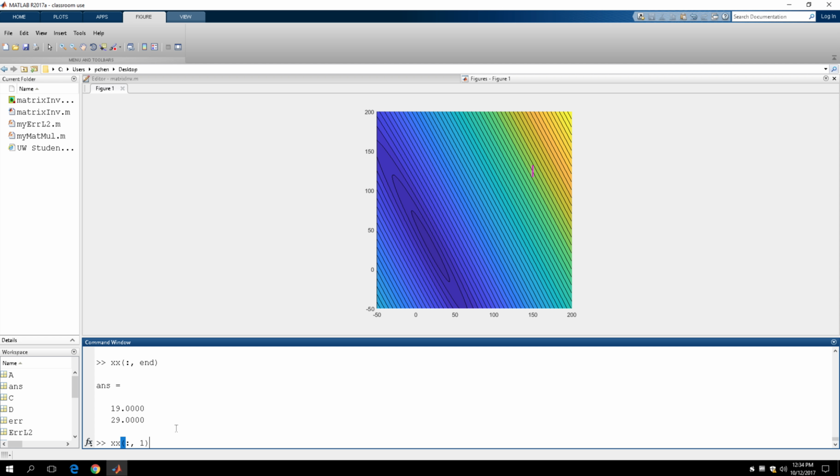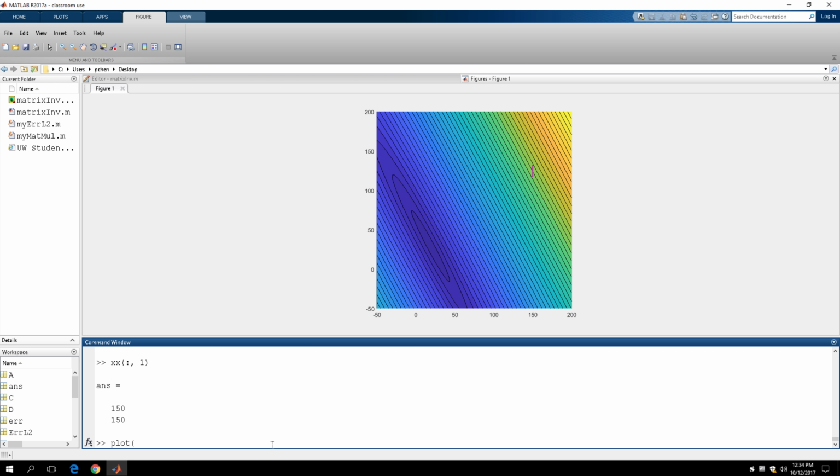Let me look at the first column, 150, right? That's supposed to be here, right? So it looks like the starting point is right, but the ending point is not. The ending point is supposed to be 1929, but for some reason it's not displaying 1929.